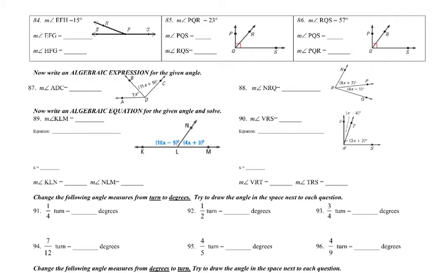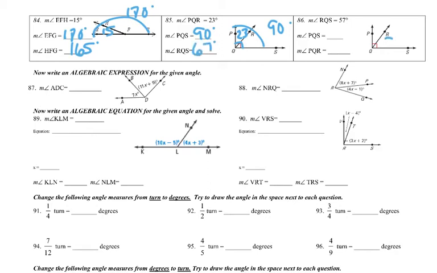Last page here, 15 degrees is this little one right here. The whole angle is a straight line, or 180. So if I subtract there, 165. Here, the whole angle is a right angle, or 90. The little one here is 23, and if I subtract, I get 67.